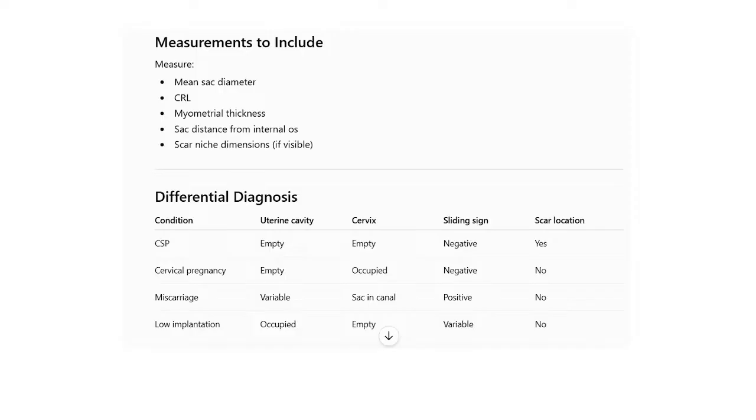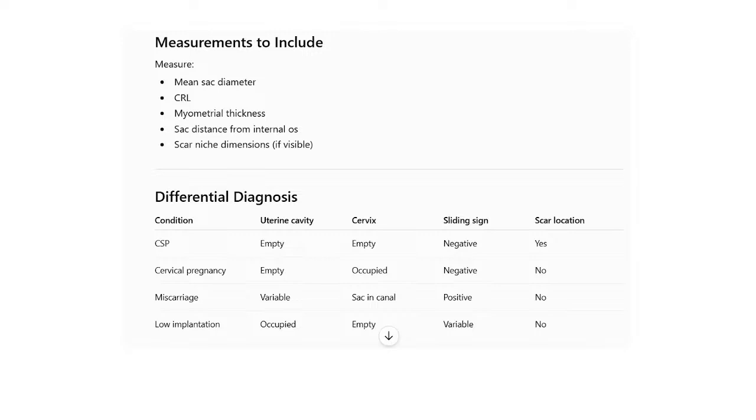For miscarriage, the uterine cavity is variable and the sac is in the canal. For miscarriage, you can find the sac in the canal before it is expelled, or it can be expelled, and you can see a normal canal. So the sliding sign is positive with a miscarriage. There's no scar location.